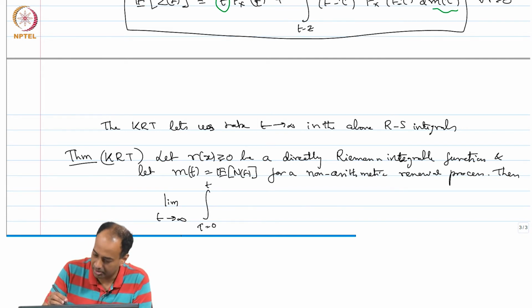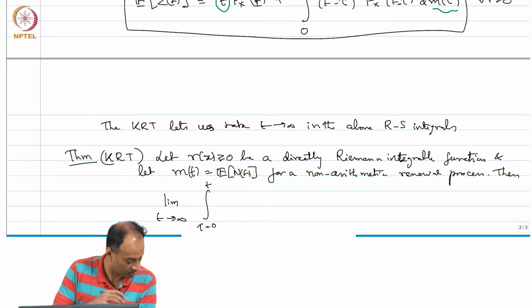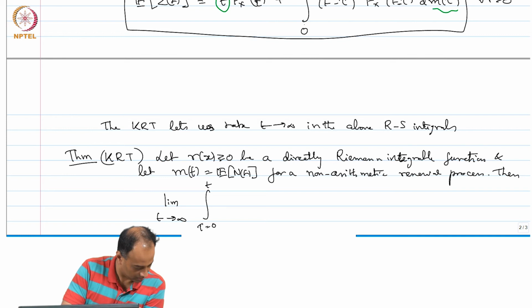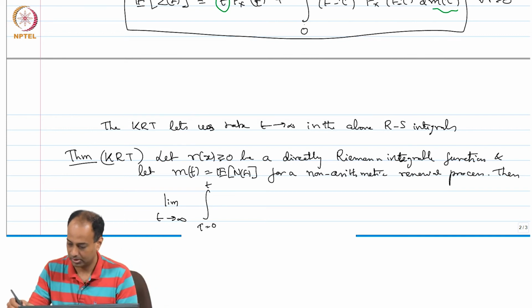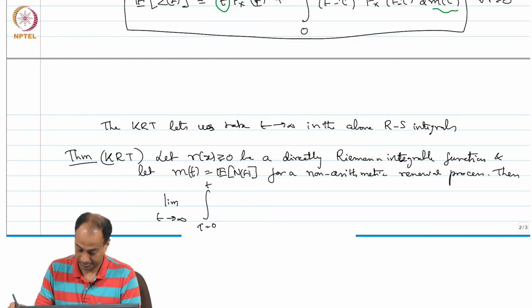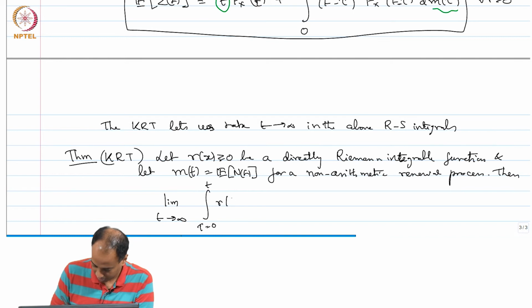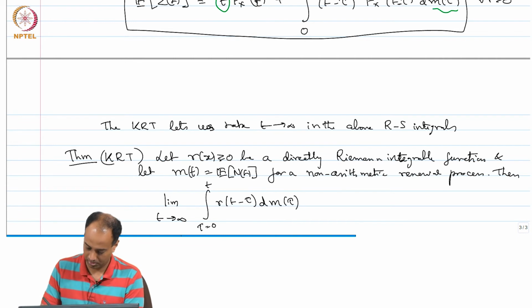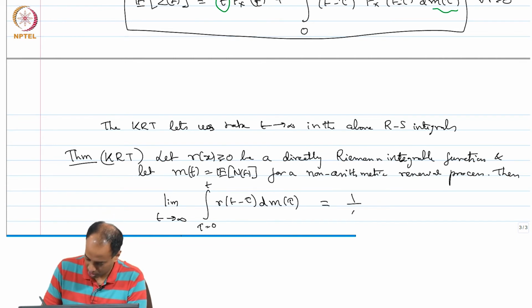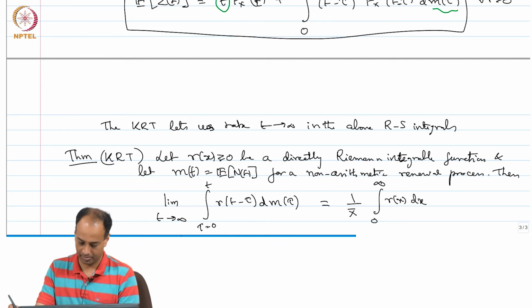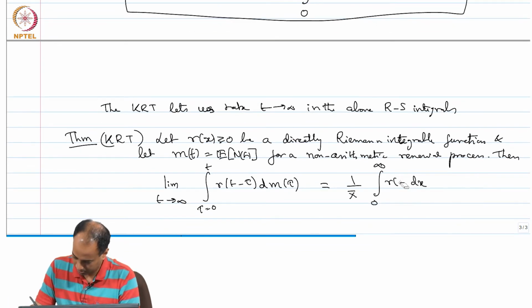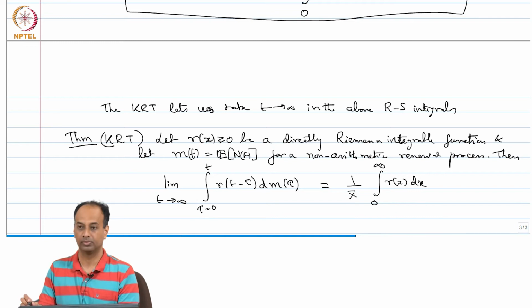Sorry, I think I made a mistake. So, this should be 0, please correct this, 0 to t. I made a mistake here, please correct that. So, tau is equal to 0 to t, r t minus tau d m tau is equal to 1 over x bar integral 0 to infinity r of x dx. Okay.